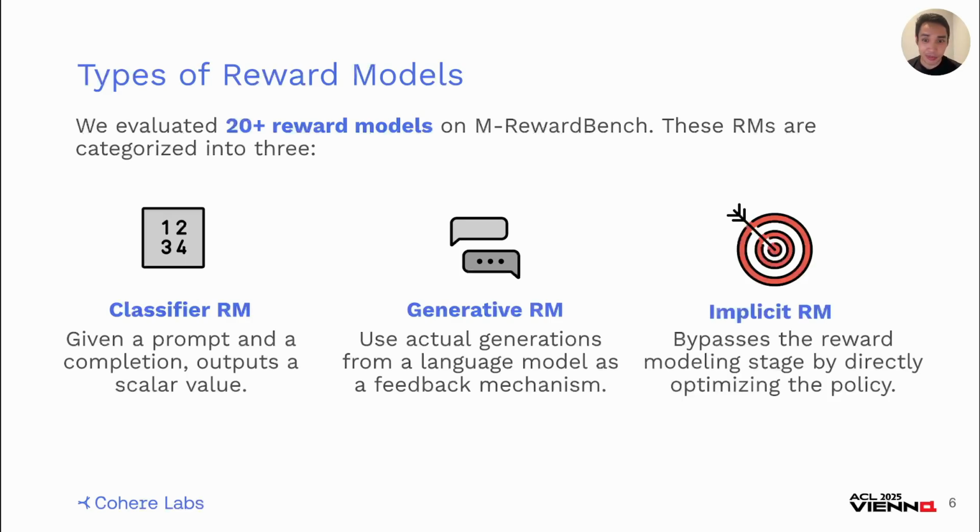Finally, we also test implicit RMs, specifically reward models trained using direct preference optimization, or DPO. So again, as a brief review, implicit RMs like DPO bypass the reward modeling stage by directly optimizing the policy model. So in this case, we don't literally have a separate reward model, but we do have a policy model that acts as the reward model. So again, what we did is evaluate 20 or more diverse reward models, and I will share our findings in the next few slides.